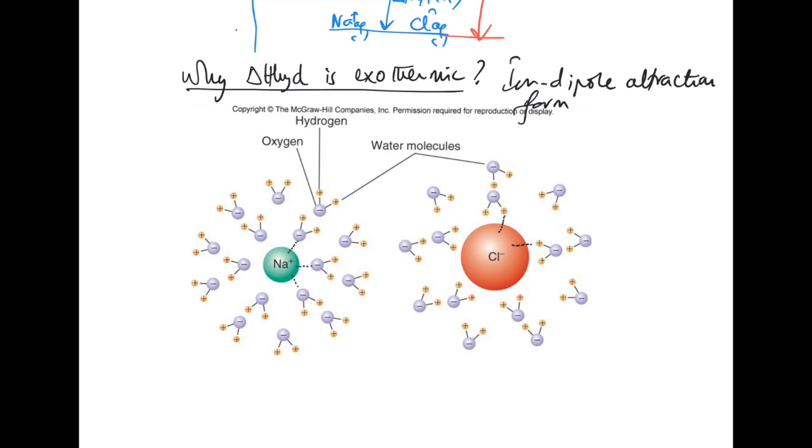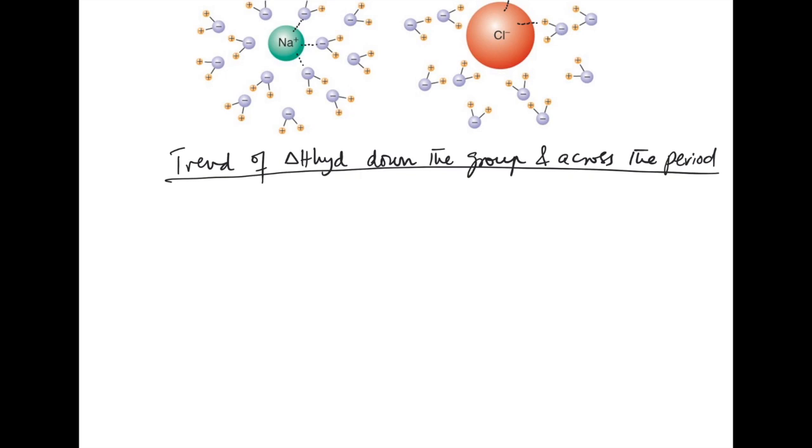So guys, let's see the enthalpy of hydration trend down the group and across the period. Before we learn the trend, I think it's worth sharing that enthalpy of hydration is directly proportional to the charge of the cation and the anion, but inversely proportional to the radius. Greater the charge and smaller the radius, more strongly water will be attracted and stronger will be the ion dipole attraction.